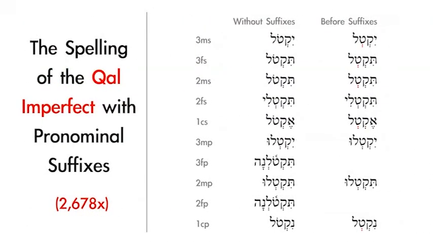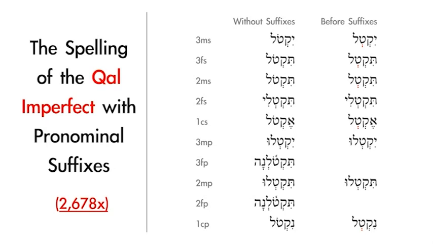Once again, in each instance, the pronominal suffix is being translated as the object of the verb. Let's now look at the spelling of the Qal imperfect with pronominal suffixes. Now you can see from the number below that the imperfect appears with pronominal suffixes a bit more than the perfect. But the good news is that the imperfect experiences very little spelling change because it has a preformative, and that preformative at the beginning kind of protects the spelling structure of the verb.